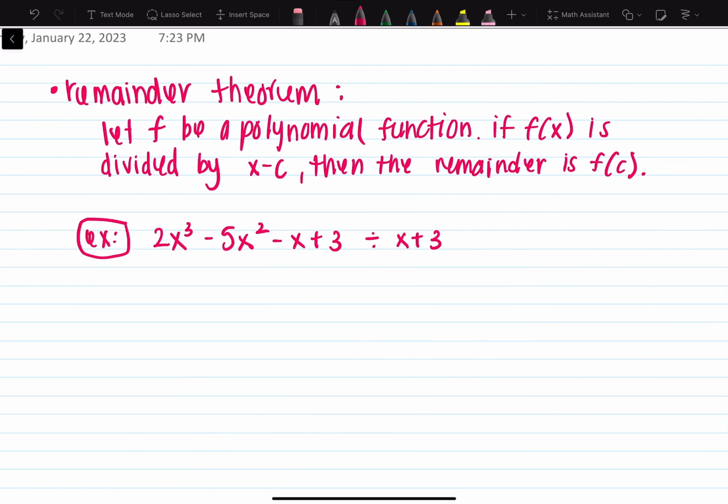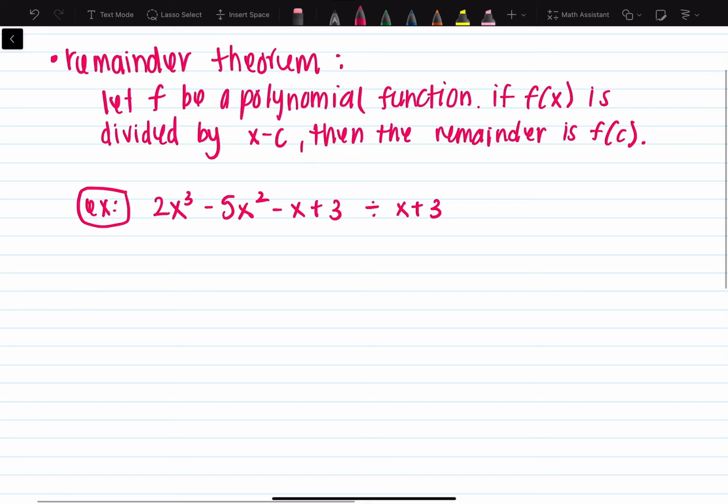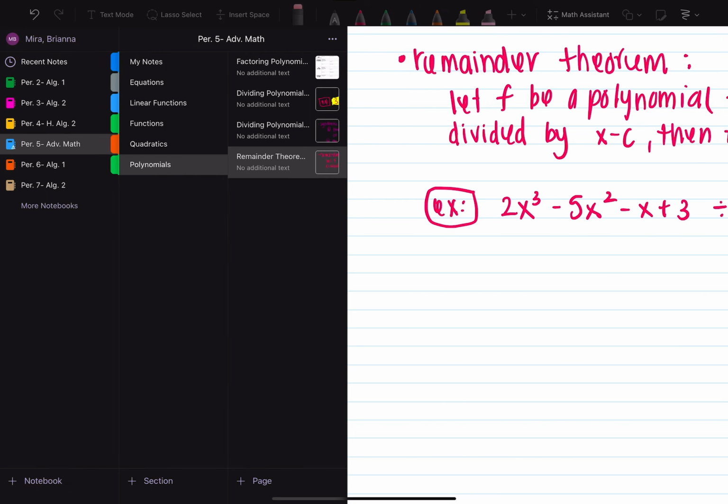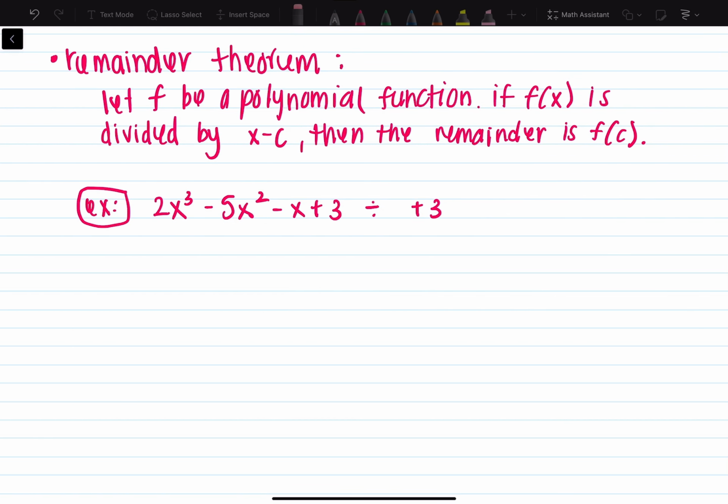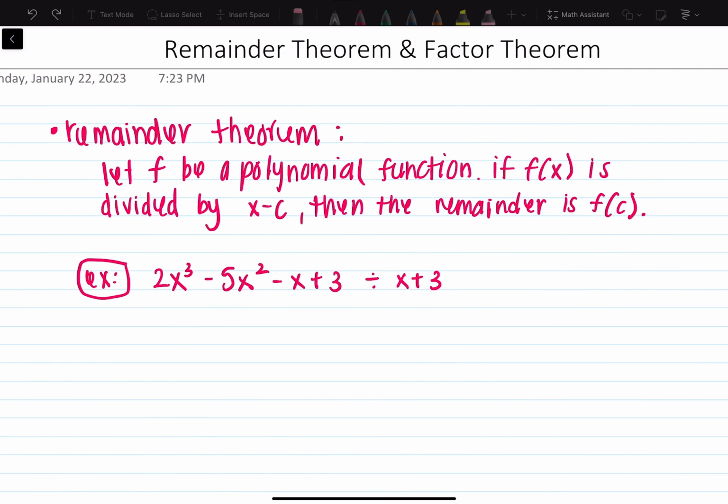Okay, so the way we're going to use this remainder theorem is like this. We already know the remainder for this one is going to be negative 93. What the remainder theorem tells you is that because I have a degree of 1 and a coefficient of 1 in the divisor, I can go ahead and use it. My iPad is not working with me today. Here we go.